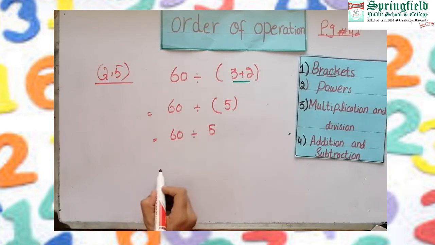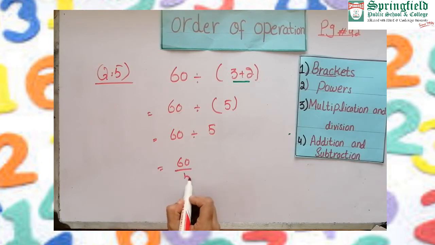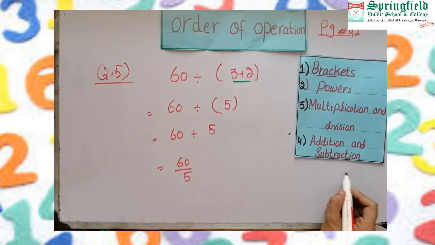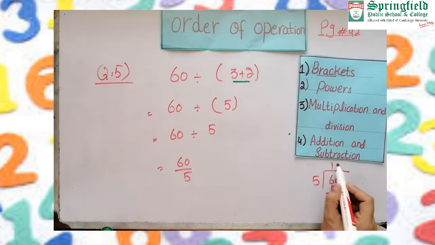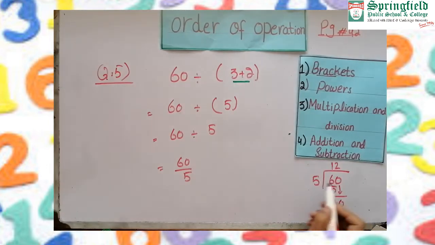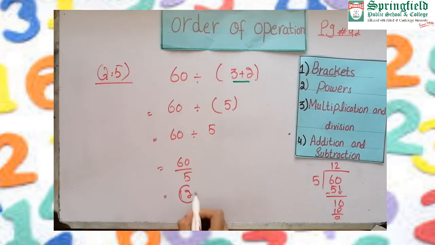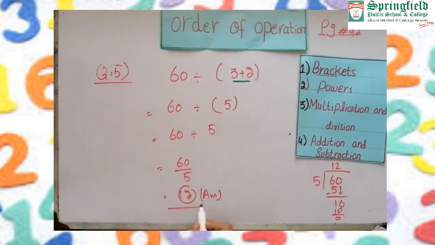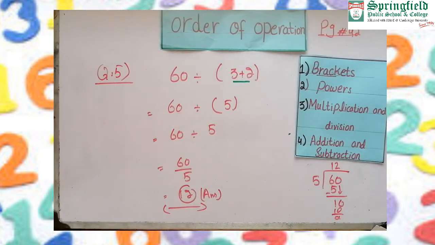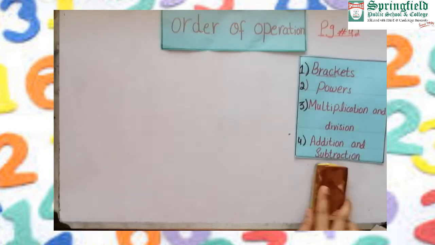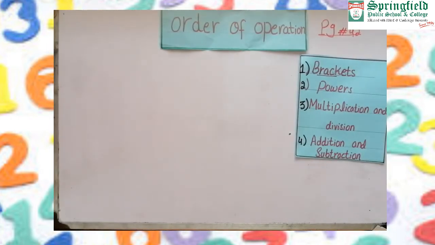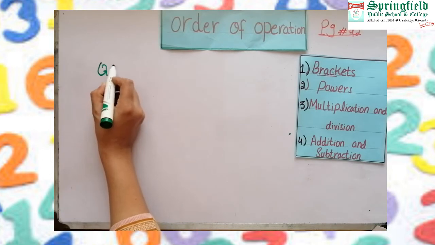60 divided by 5, and it can be written as 60 divided by 5 in fraction form, it's your choice. Now, 60 divided by 5, what will be the answer? 5 ones are 5, 6 minus 5, 1, and then 0 will come down to make 10, 5 twos are 10. It means 12 is your final answer of this expression. Understood, beta? Okay. Now question number 6. These are the practice questions. Question number 6, just like the examples.